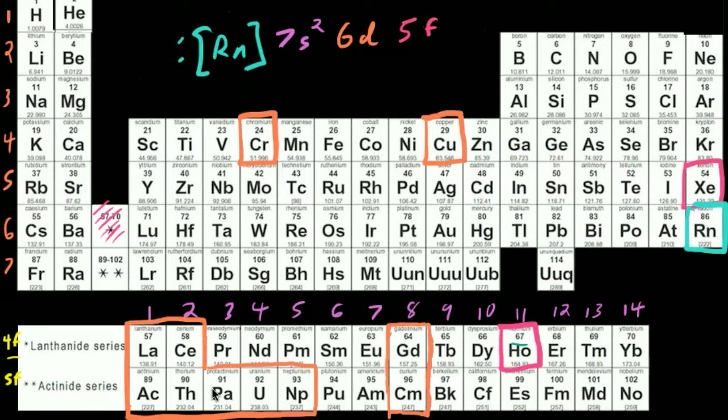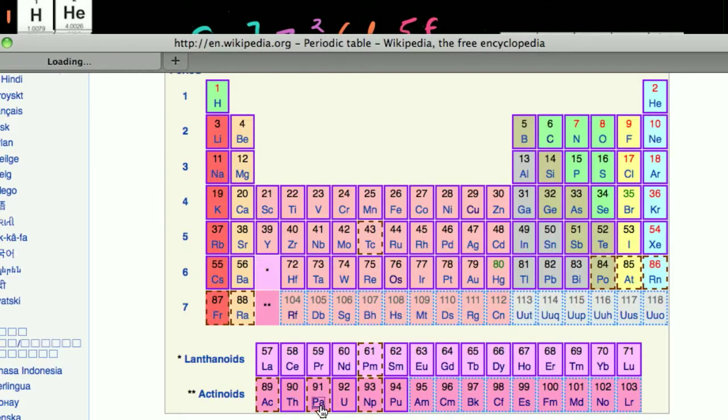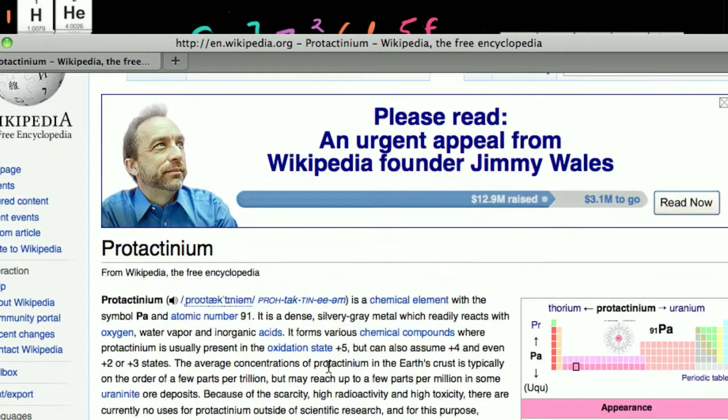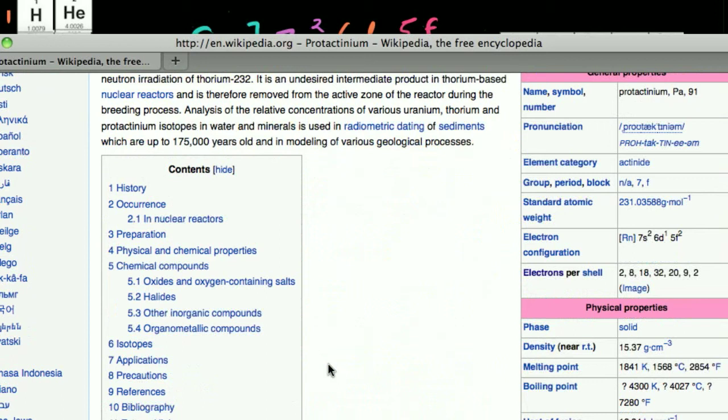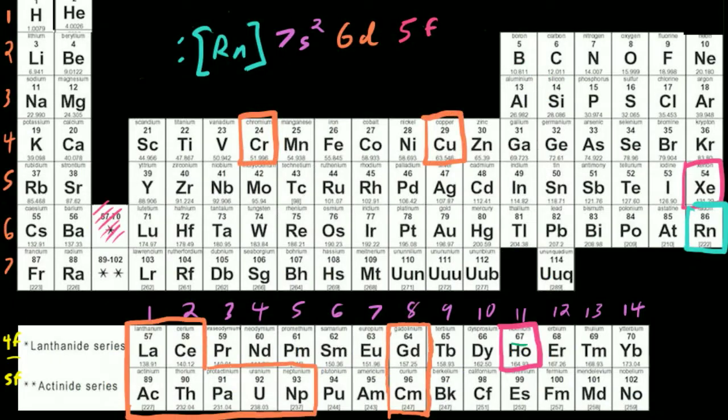So thorium is also going to be an exception. Let's do the next one that I can't pronounce. Protactinium, I'm not even going to try. Sorry. Okay, so this one is also going to be an exception. What would we expect for this? We would expect radon, 7s2, nothing in our 6d orbital, and then 5f3. That's what we would expect for this element, Pa.